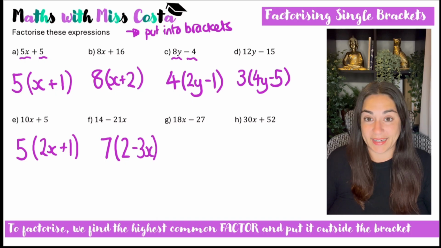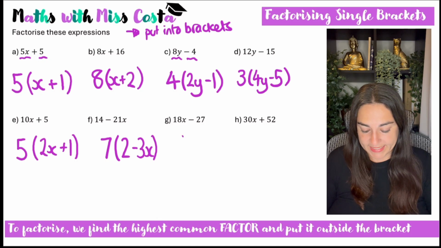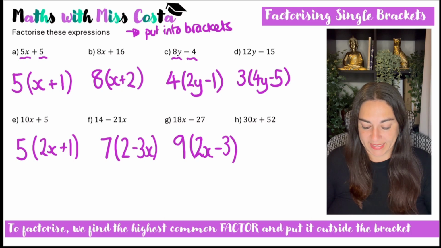With 18 and 27, again, let's think what number goes into that. Well, 9. So I'm going to put 9 on the outside. And then 9 times 2x would give me 18. And 9 times minus 3 gives me minus 27.